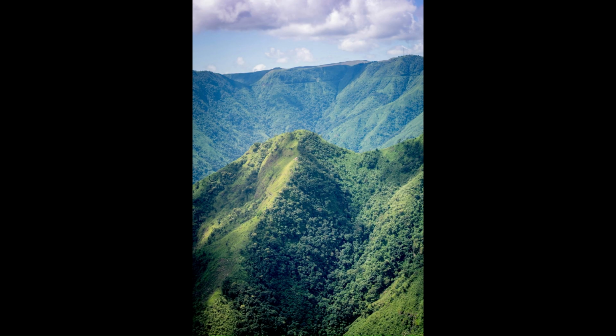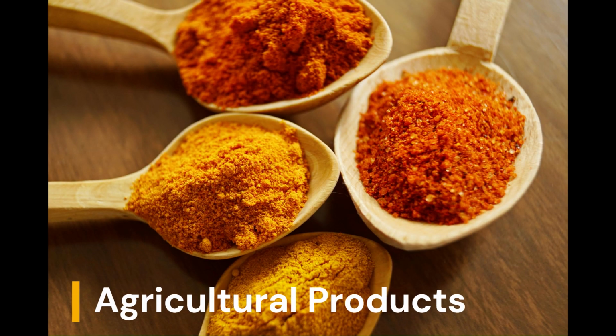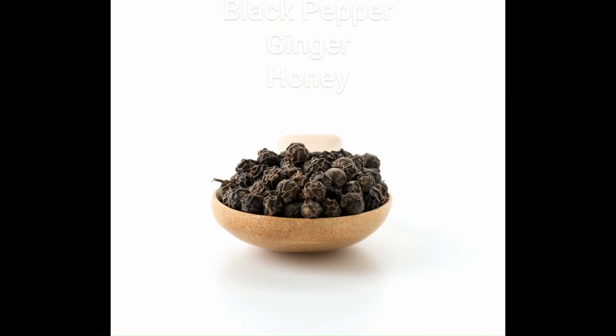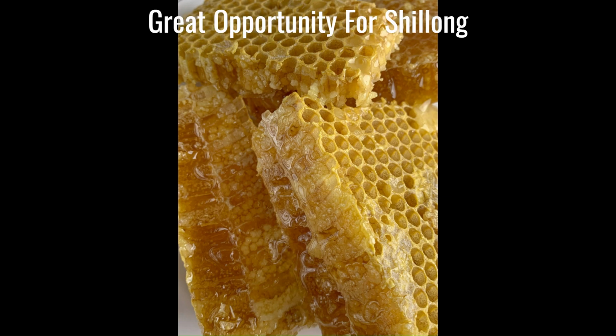Khasi Hills are known for several high-value items. Number one, agricultural products: Lakadong turmeric, black pepper, ginger, honey. These products are available in Shillong, so it's a great opportunity to export these products.